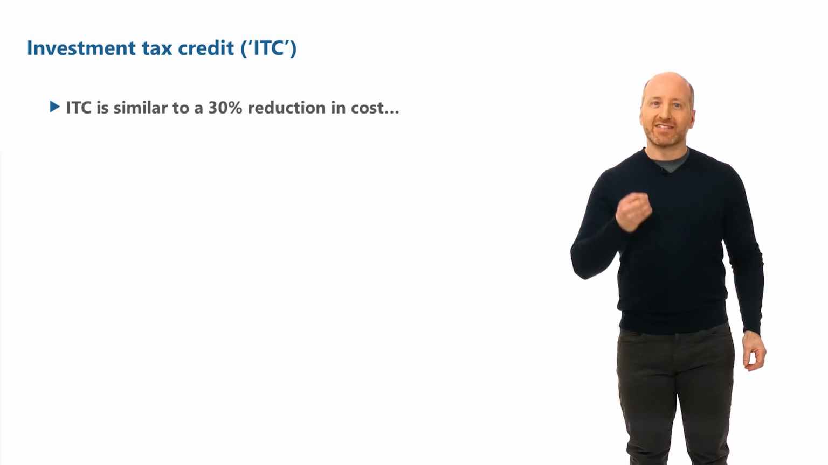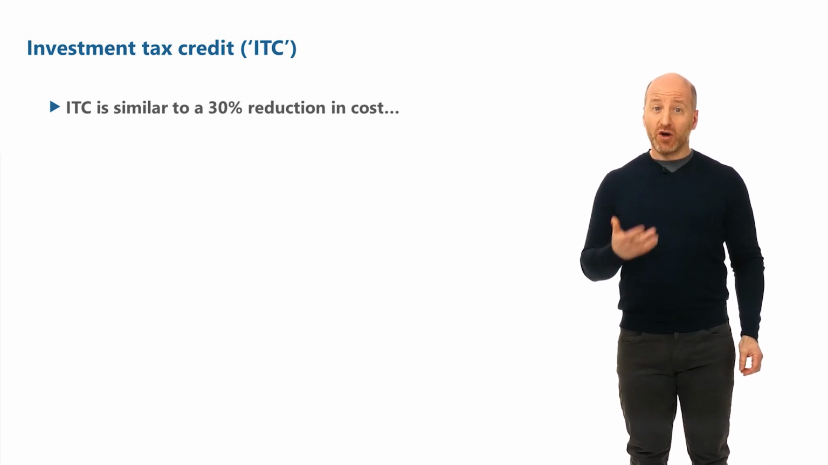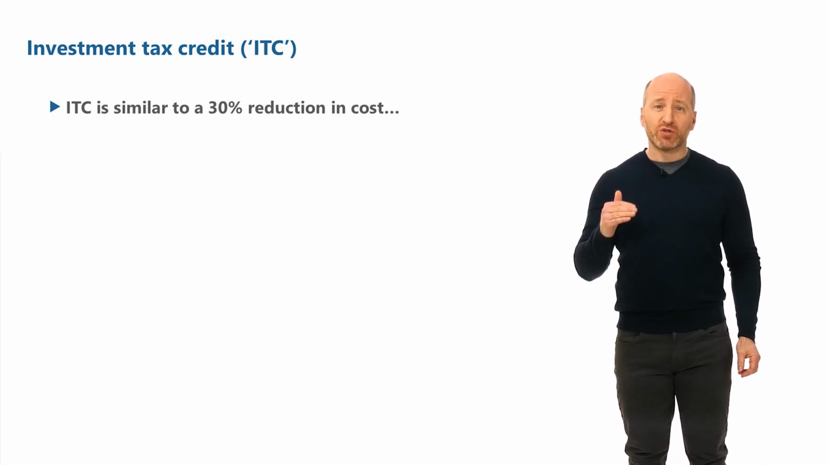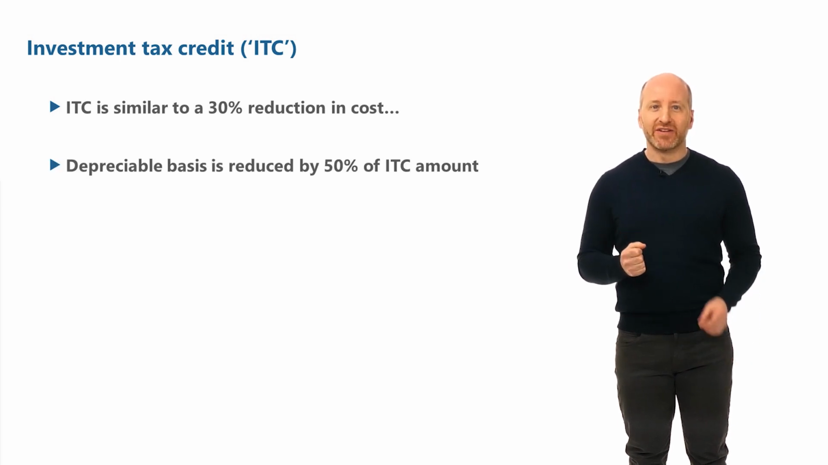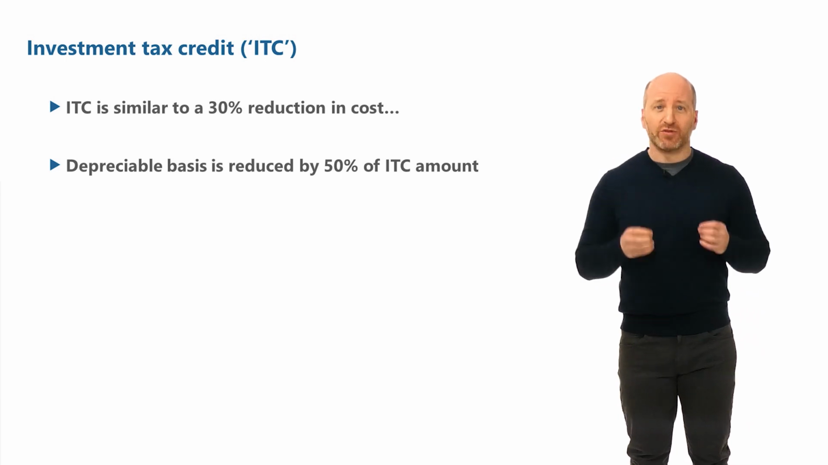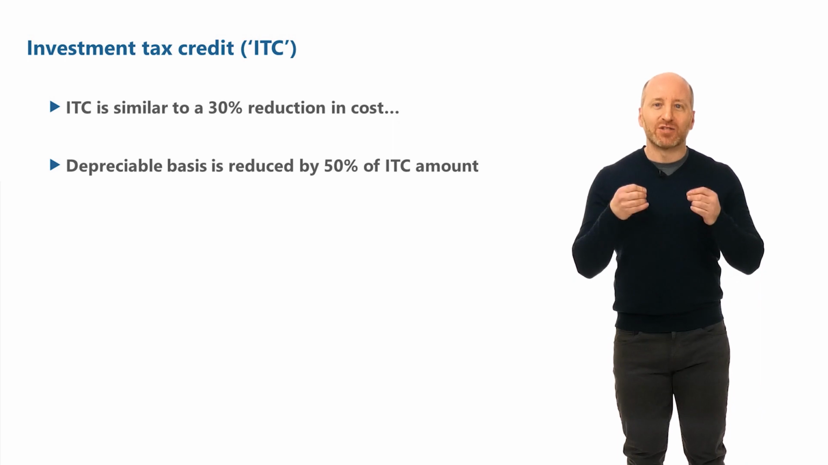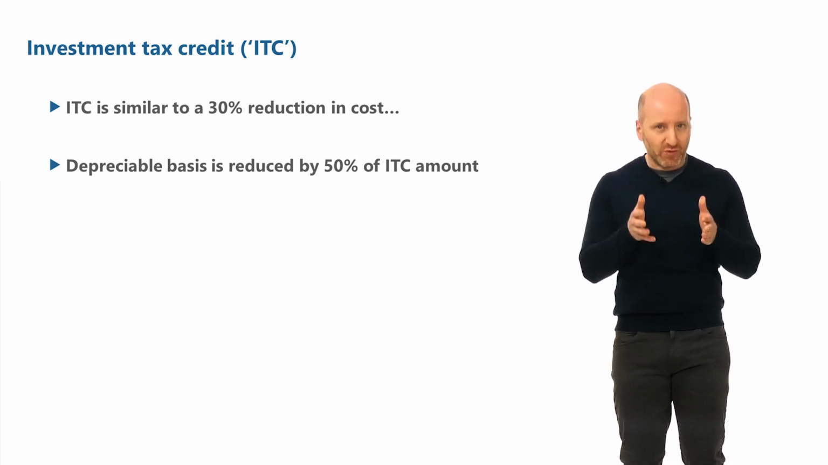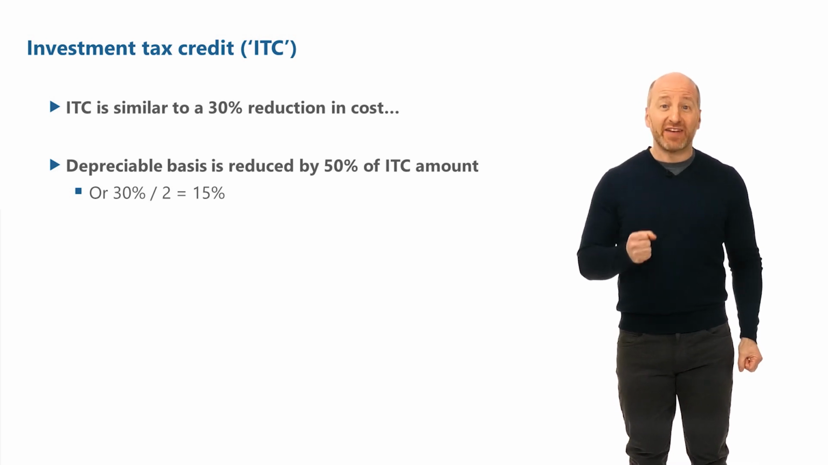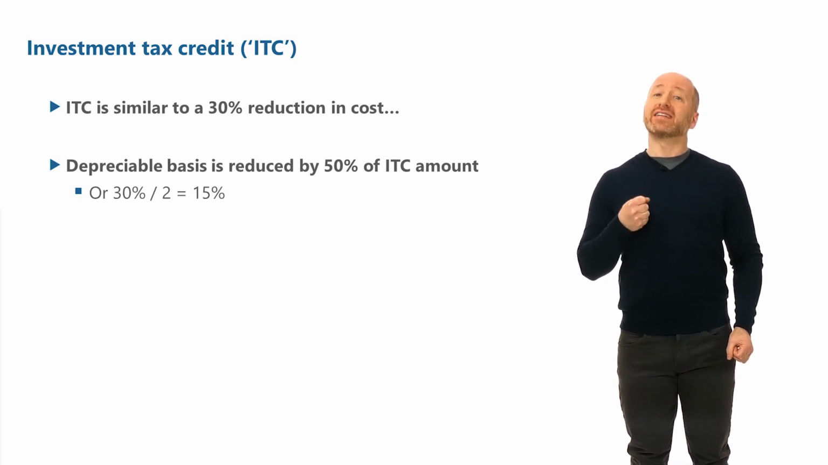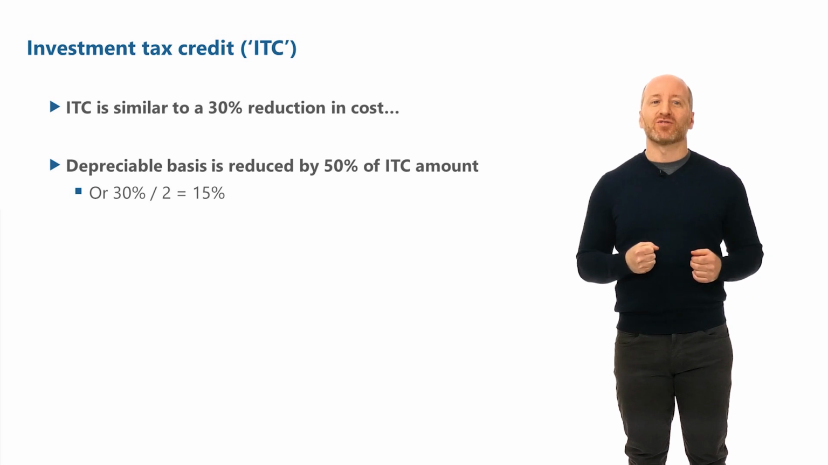If you elect to take the ITC, you're also required to reduce your depreciable basis by 50% of the ITC amount. So the assets eligible for a 30% investment tax credit are subject to a depreciable basis adjustment of 30% divided by 2, or 15%. Thus, assets valued at $100 are only entitled to $85 of depreciation.